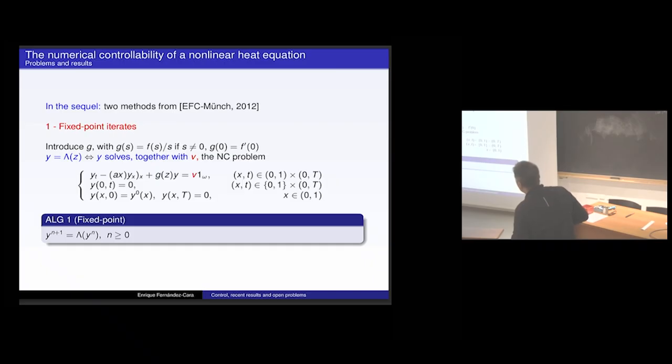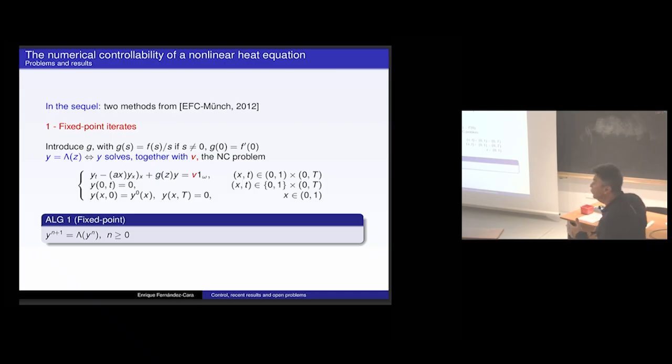The first way is what we have called fixed point iterates. Fixed point iterates means that we take z, g is f over s, so we put z here, and we solve the control problem. Once we get y, we again put z equal to y here, and we do it again. So, classical fixed point iterates.